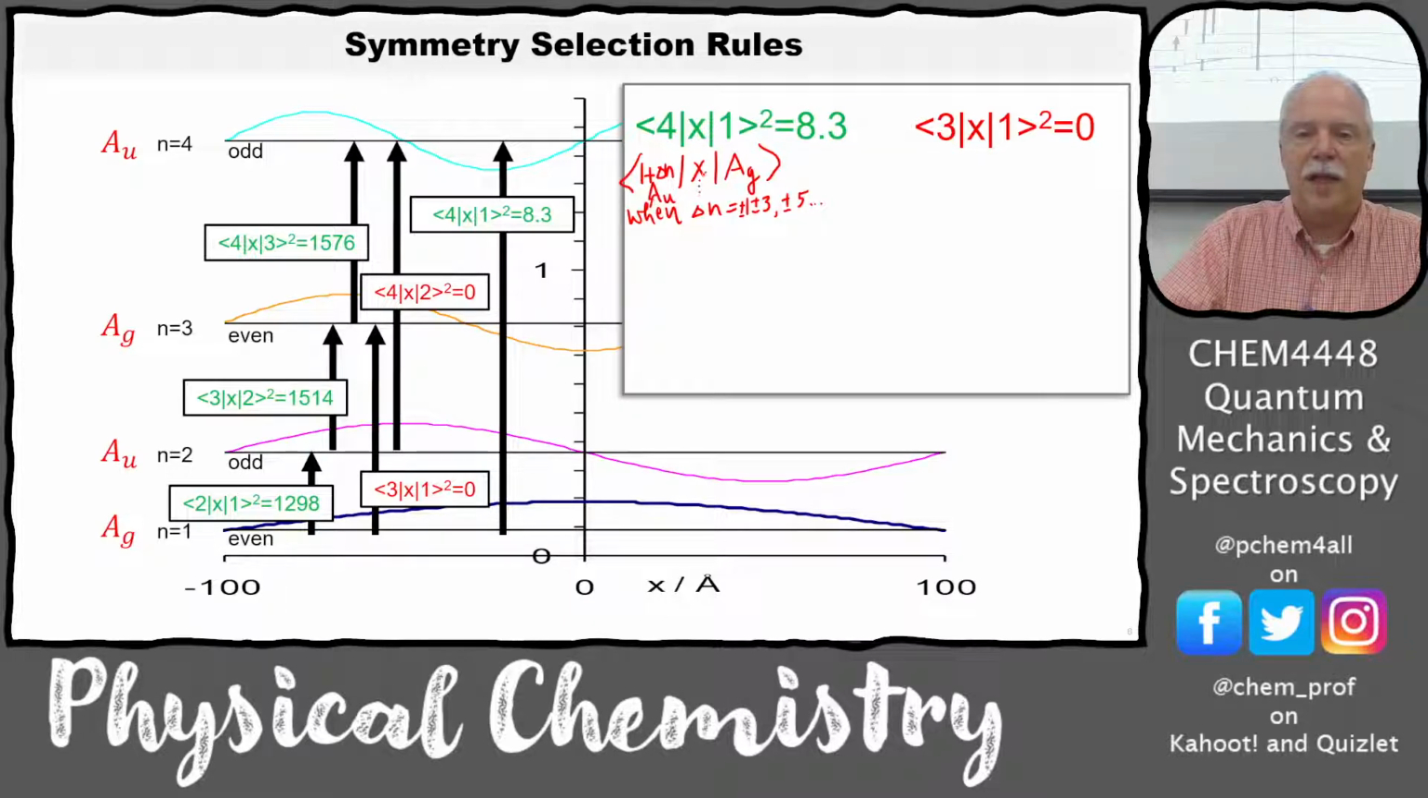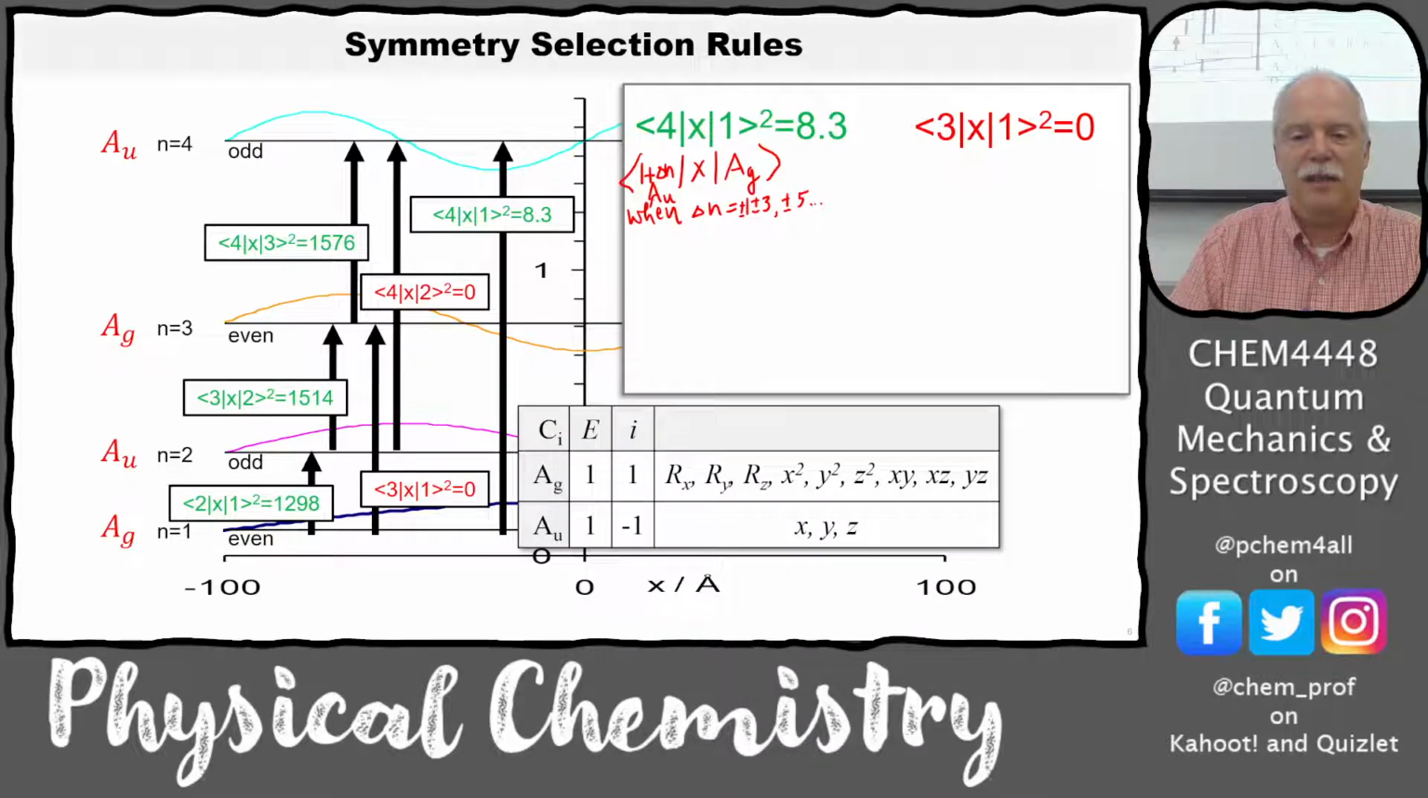Okay. And then light, we need to find light in our character table. So here's our character table down here. And X is, in our system, AU. So this is light, and so AU here in the middle. So this is our transition dipole moment symmetry setup. Okay, let me just clean it up. So we have AU times AU times AG.